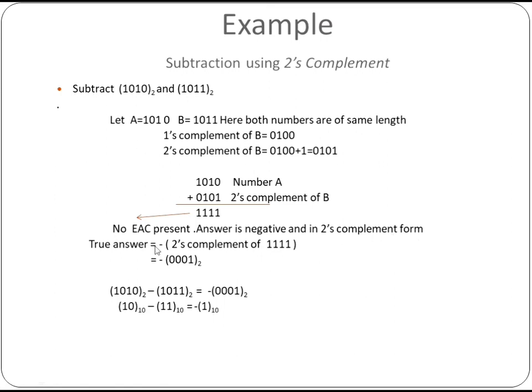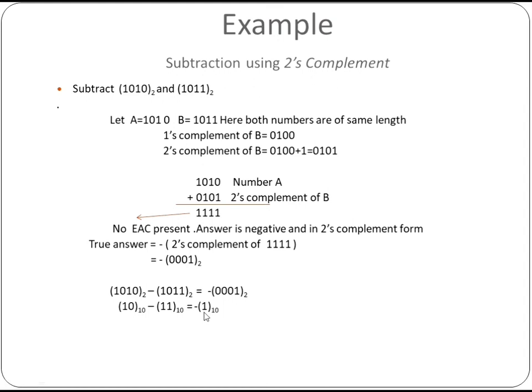So to get true answer, find seconds complement of 1111, which is first complement, that is 0000, and add 1 to this, that is 0001. So right here 1010 minus 1011 is minus 0001. If you convert into decimal, this is 10, this is 11, and this is 1. 10 minus 11 is minus 1.